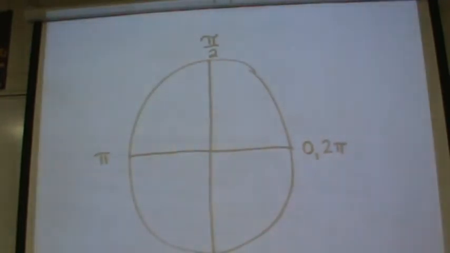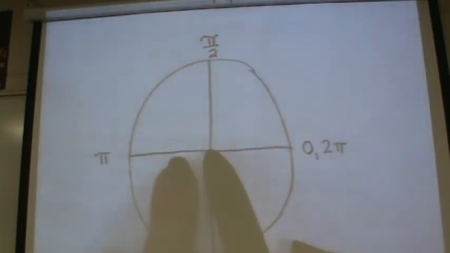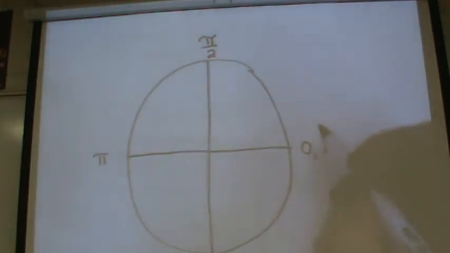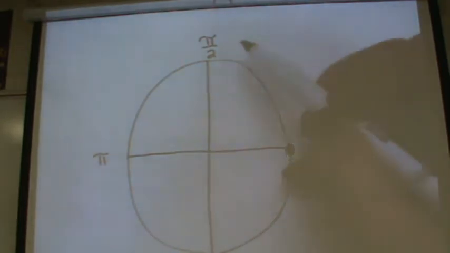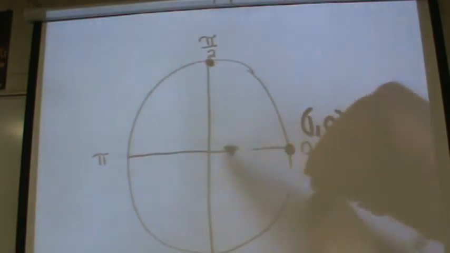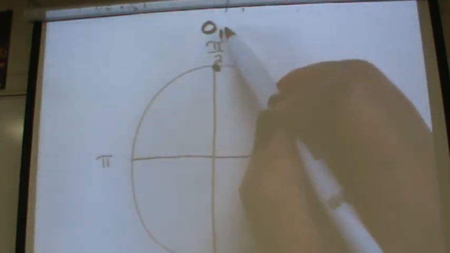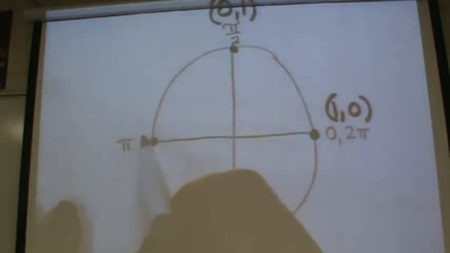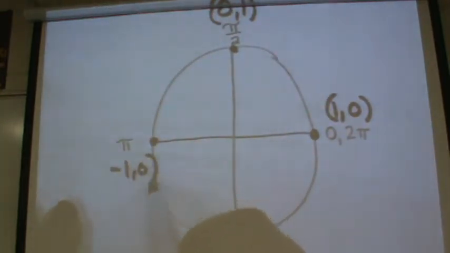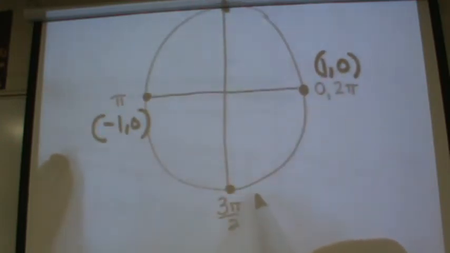Now, if we are on the unit circle, from here to here, you went over 1 unit, up 0. So this ordered pair is 1, 0. This ordered pair, if you go over 0 and up 1, this is 0, 1. This ordered pair at pi is -1, 0. And this is 0, -1.